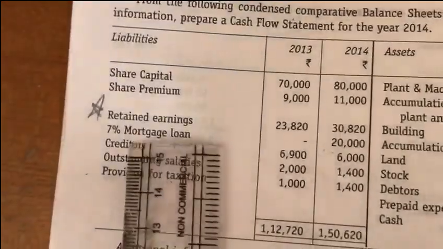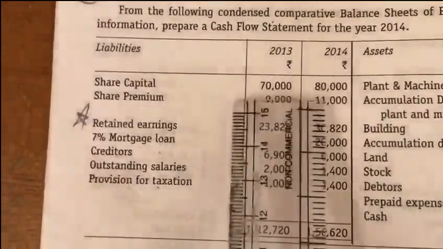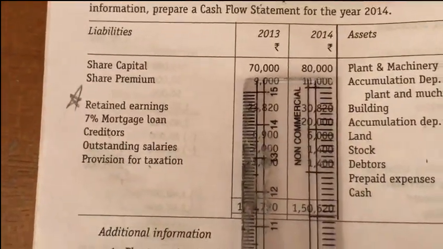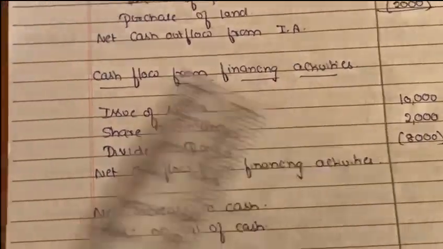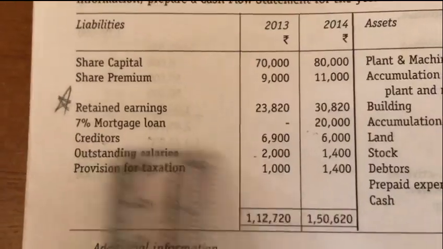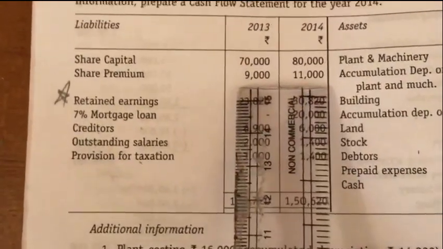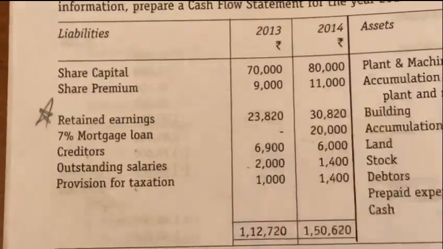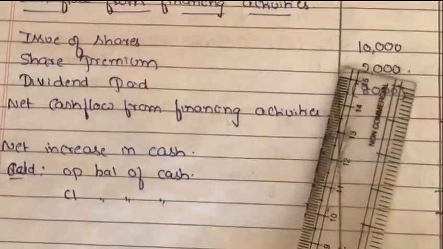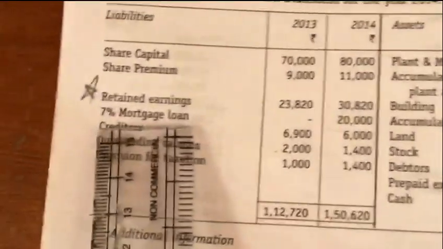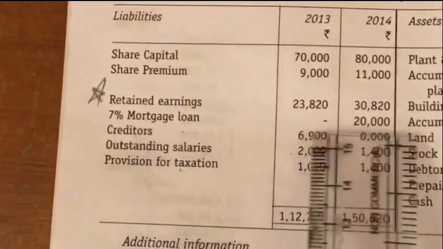Come to the liability side of the balance sheet. You have share capital. There has been an increase in share capital by 10,000 rupees. This will be shown under financing activity. Share capital 10,000 without bracket. Now we have share premium. There has been an increase in share premium by rupees 2,000. The same amount should again be shown in financing activity as rupees 2,000 without bracket. The 7% mortgage loan has already been considered.